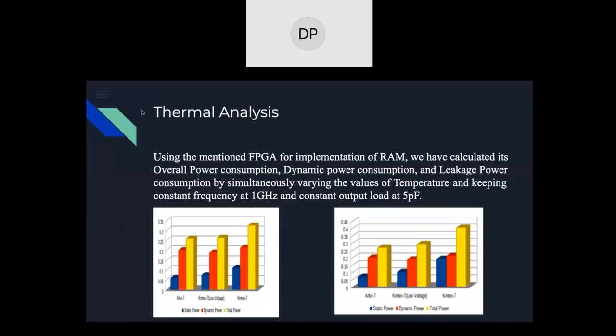Thermal analysis. Using the mentioned FPGAs for implementation of RAM, we have calculated its overall power consumption, dynamic power consumption, and leakage power consumption while simultaneously varying the values of temperature and keeping constant frequency at 1 GHz and constant output load at high picofarad.